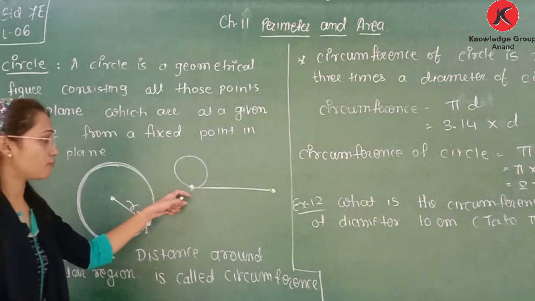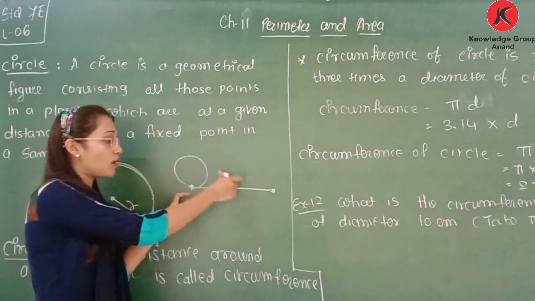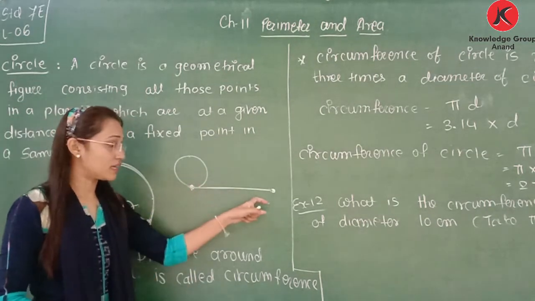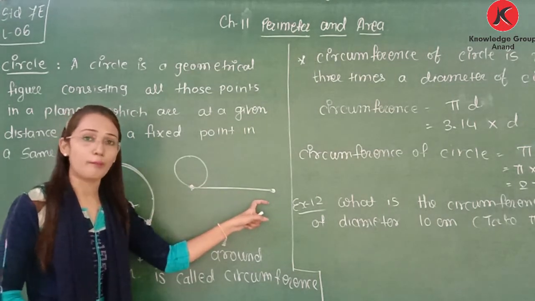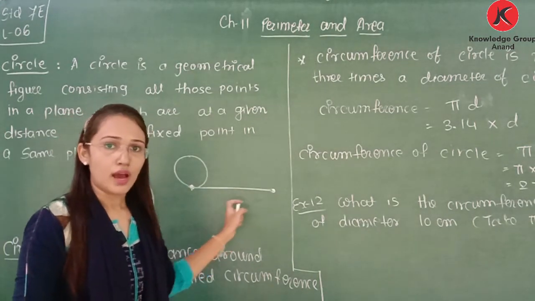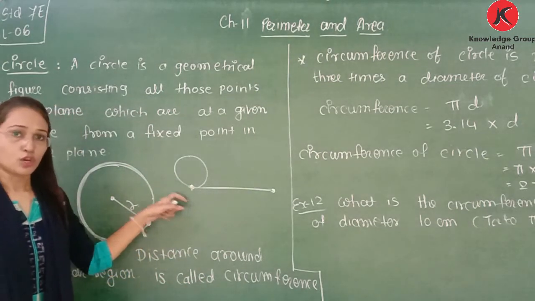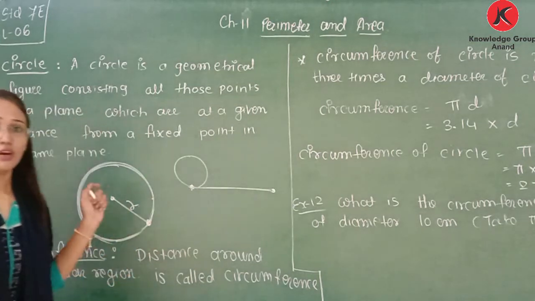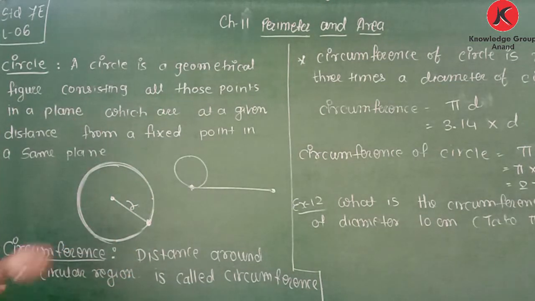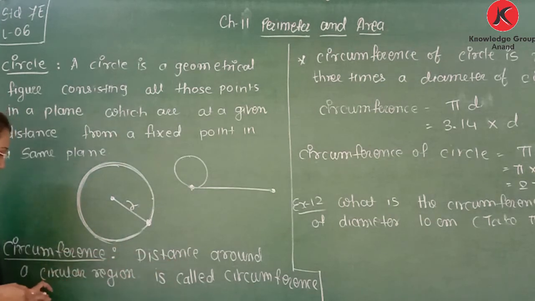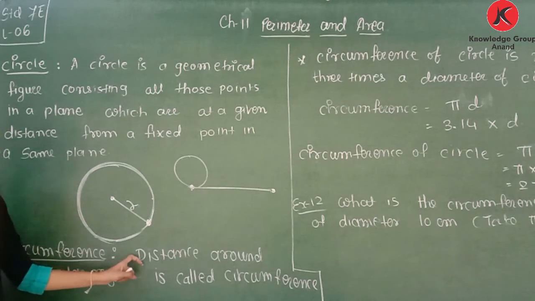How can we find the circumference? If you take a ring and move it along a straight path, then after completing one revolution we get the circumference of the circle. By many observations, we get the equation for the circumference of a circle. First of all, what is circumference? The distance around the circular region is called the circumference. This can be asked as an MCQ or fill in the blank as a definition.